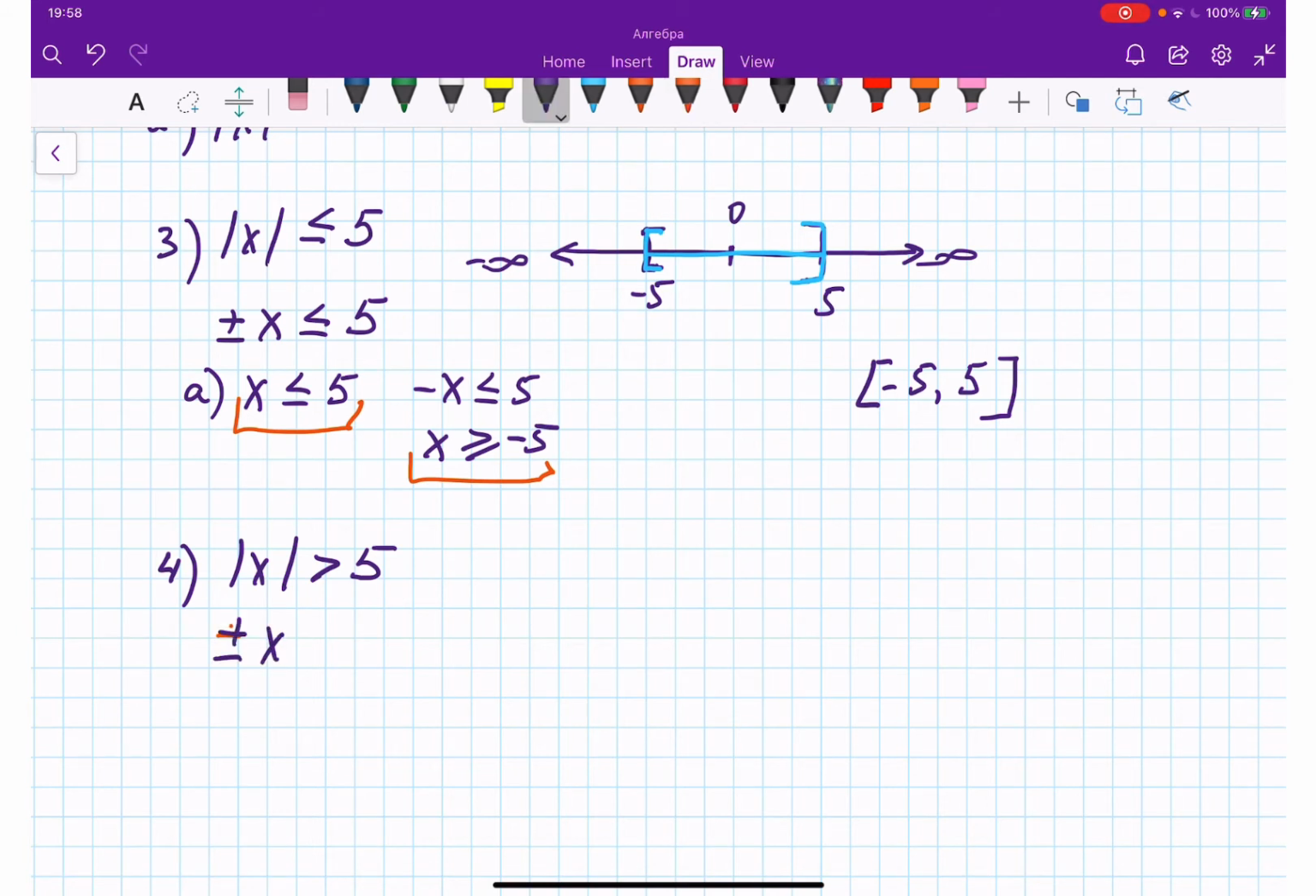Plus minus x greater than 5, which means a, x greater than 5, and then negative x greater than 5, or x is less than negative 5. And these two are going to be our answer. Okay.